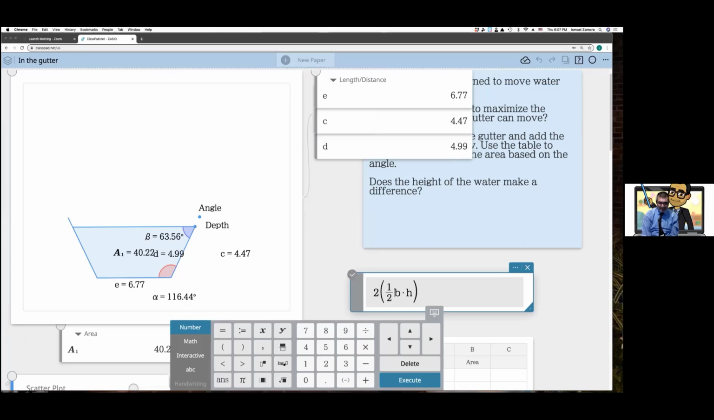But I want to maximize the area of the gutter. So the area of the gutter is going to be plus this base 1 plus base 2, which I already know what the measures are, times the height, which again, I know what it is, but let's pretend we didn't. And I also need a 1/2 out here.